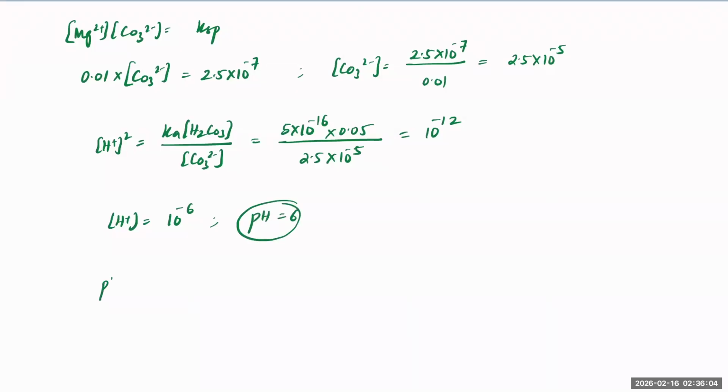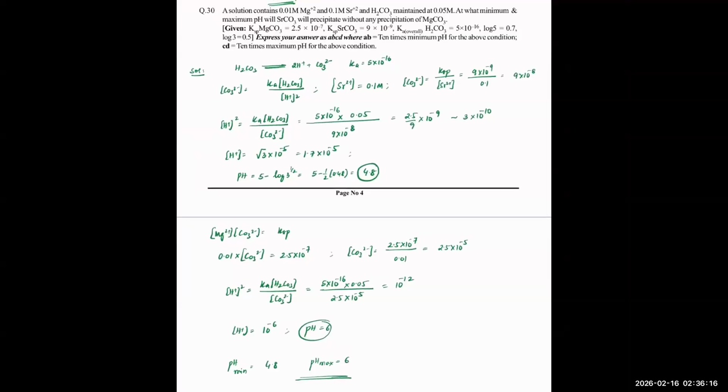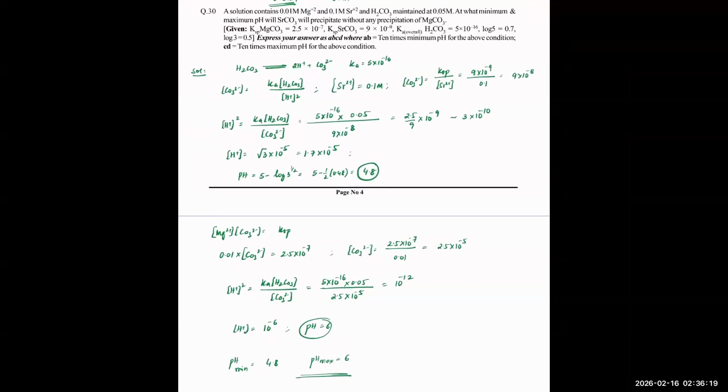So you can see pH minimum we got as 4.8. pH max we got as 6. So this is how you need to solve it. Please do check. If anybody has a doubt, they can ask me now.